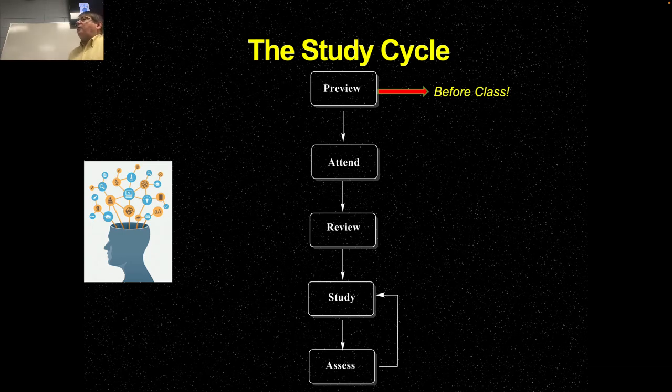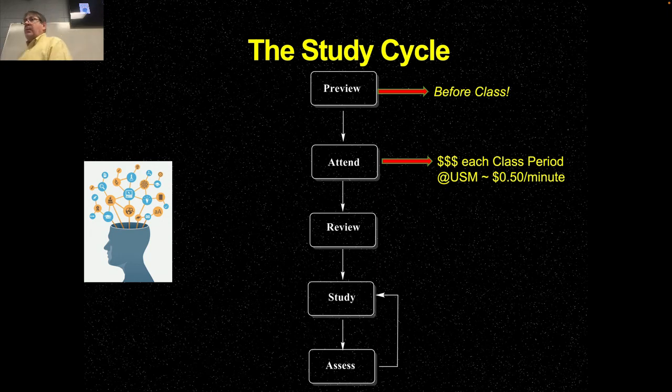Again, you want to preview before you come to class. You want to make sure that you attend class. That's a no-brainer, right? But at the time that I put this together, with what the tuition rates were at the time, you all pay about 50 cents a minute to be in a class. So for an hour class, you all are paying $30. You or somebody who's paying your tuition for you is paying about 50 cents a minute.